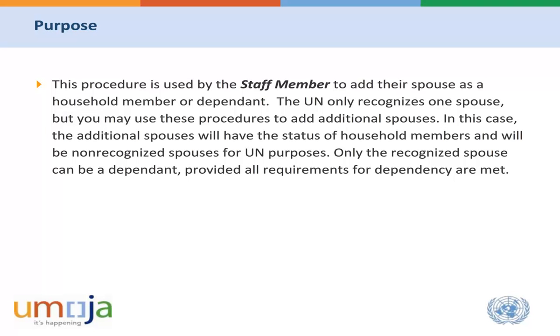The UN only recognizes one spouse, but you may use these procedures to add additional spouses. In this case, the additional spouses will have the status of household members and will be non-recognized spouses for UN purposes. Only the recognized spouse can be a dependent, provided all requirements for dependency are met.